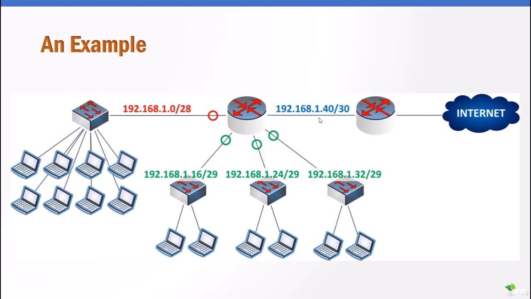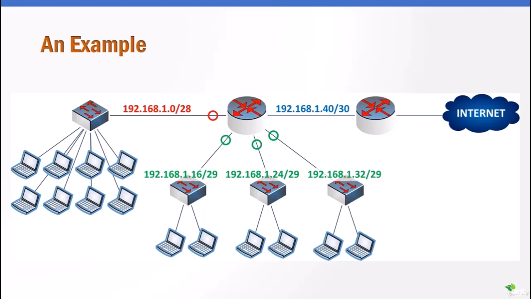192.168.1.40. And we're going to give it /30 because this is a point-to-point network, and a point-to-point network between two routers only needs two usable IP addresses, one for the interface on the first router and the other on the interface on the second router. Then we need the network ID and the broadcast IP address. With a /30 network, that's what we get. We get exactly 4 IP addresses.